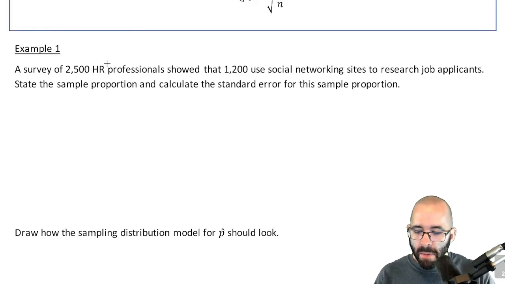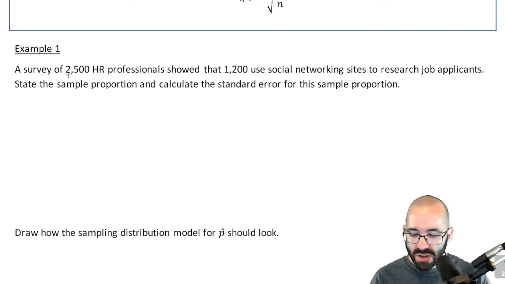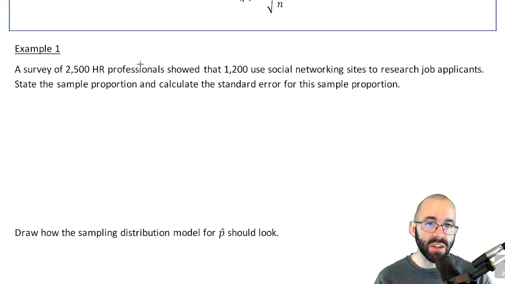So we took a survey of 2,500 HR professionals, pretty big sample size, liking how this is starting. That survey showed that 1,200 of them use social networking sites when they research job applicants. So almost half of the HR professionals that we looked at will use social networking sites when researching job applicants. And yeah, maybe a lot of this is LinkedIn, but this could be other social networking sites as well. Again, as always, general reminder, be careful what you put on the internet.